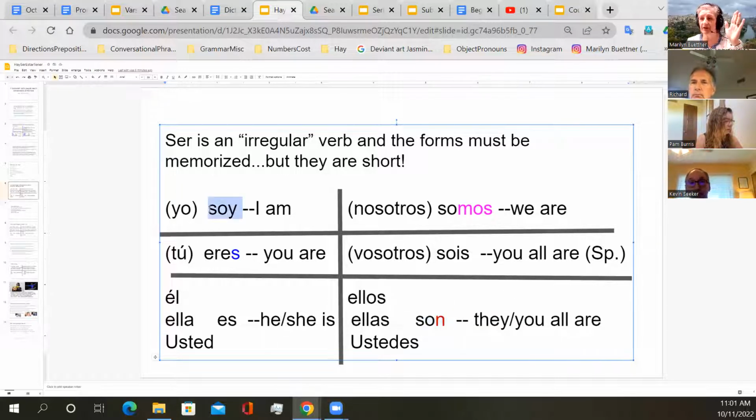So I'm going to go through what these are again. Soy, eres, es, somos, and then we'll skip down here, son. Okay, there are the forms of ser.